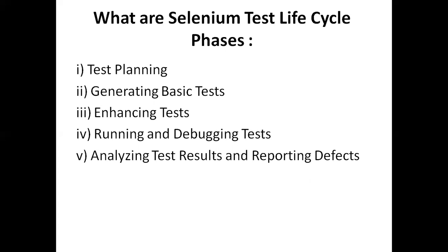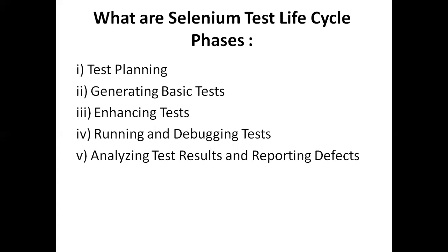Then you will add some enhancement to the test. Let's say some particular XYZ test is taking more time to get executed. So what you will do is optimize the test. You might add some method or utility so that your automation test starts running faster. Then running and debugging tests. Let's say you are getting some errors or sometimes your tests are getting stuck in between. So to execute them end to end, you have to run them first.